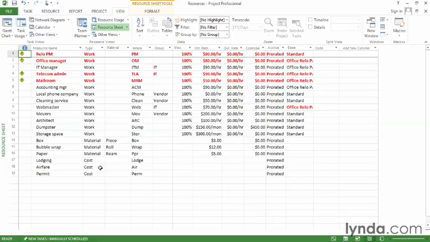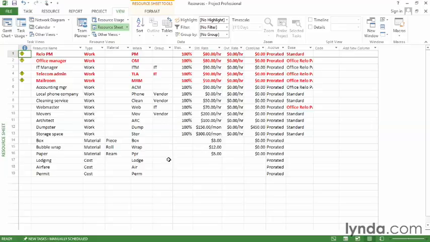Well, the third type is a cost resource. And by process of elimination, if you don't assign by time and you don't assign by quantity, then you're going to use a cost resource. So it's things like lodging, airfare, permits, fees, tuition, that sort of thing.